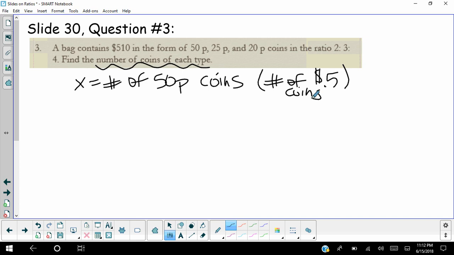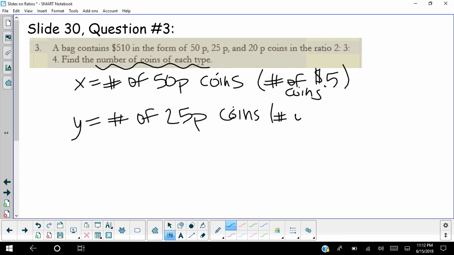From looking again just at her solution, I do think the problem would be worded a little more clearly to either tell you quarters, nickels, dimes, or to say a 50-cent coin, a 25-cent coin. And then let's let Y be the number of 25p coins. Again, that's the number of 25-cent coins.